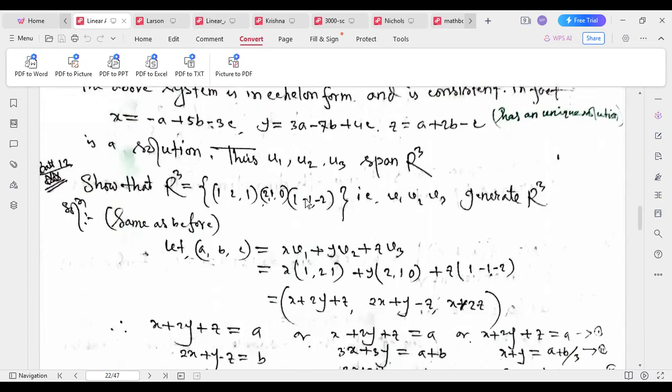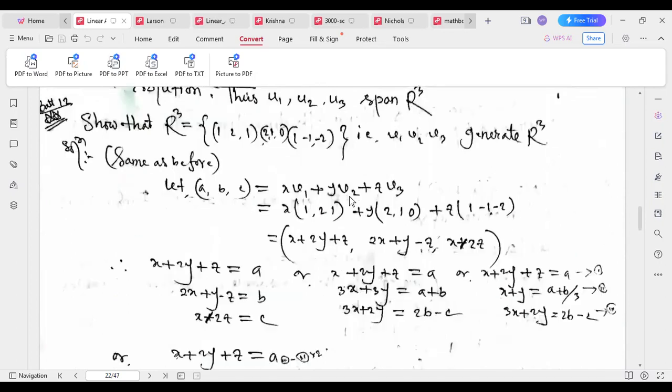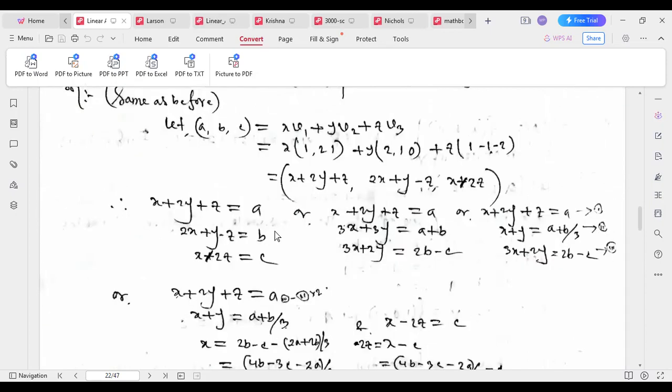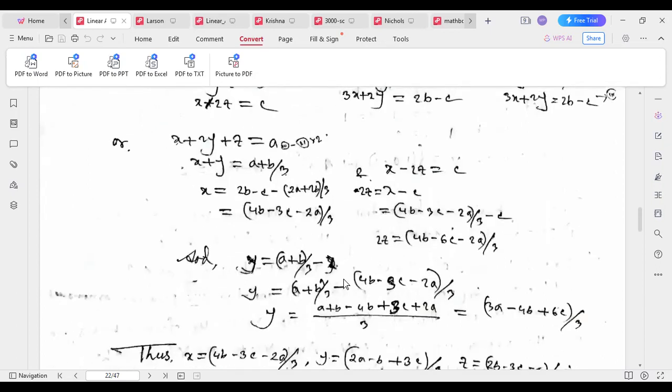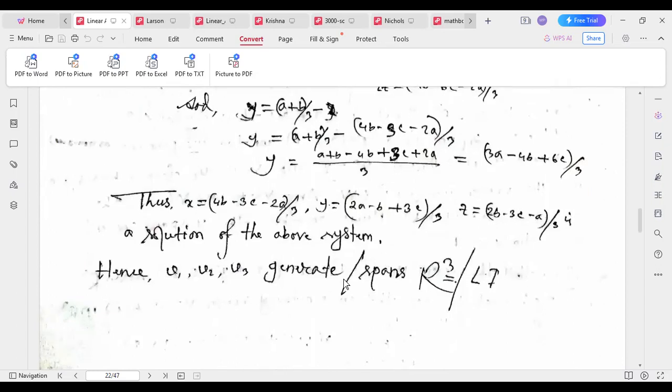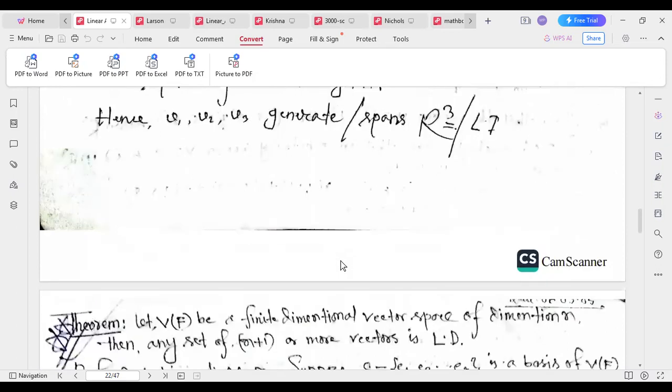Now show that these three vectors generate R3. That means, same as before, we can write the linear combination and this forms a system of equations, so three equations with three unknowns. Now solving, we get the x, y, z values. So we can say that v1, v2 are linearly independent vectors, basis vectors. That means S spans R3.